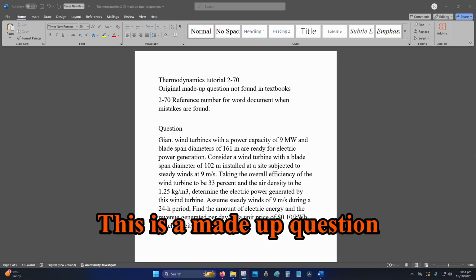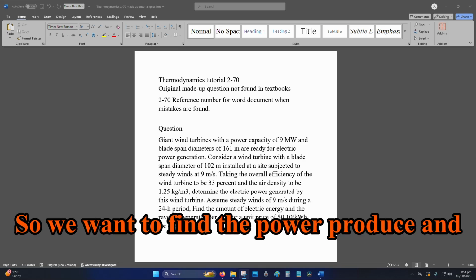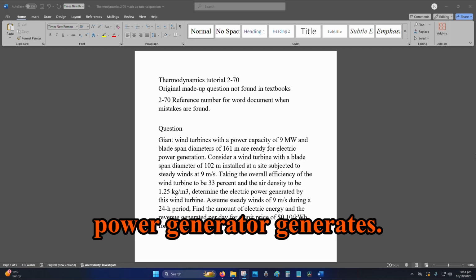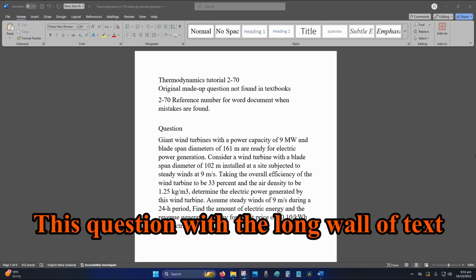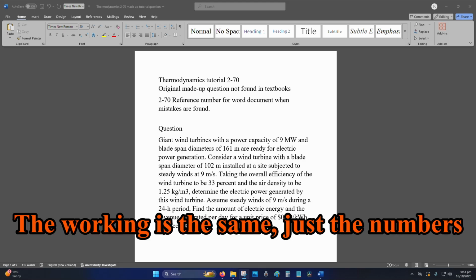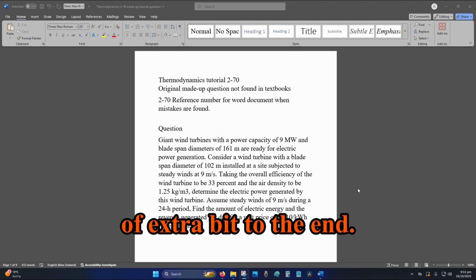This is a made-up question not found in your textbooks. So we want to find the power produced and how much revenue the power generator generates. This question with the long wall of text is very similar to 2-65. The working is the same, just the numbers are different, and they added a little bit of extra bit to the end.